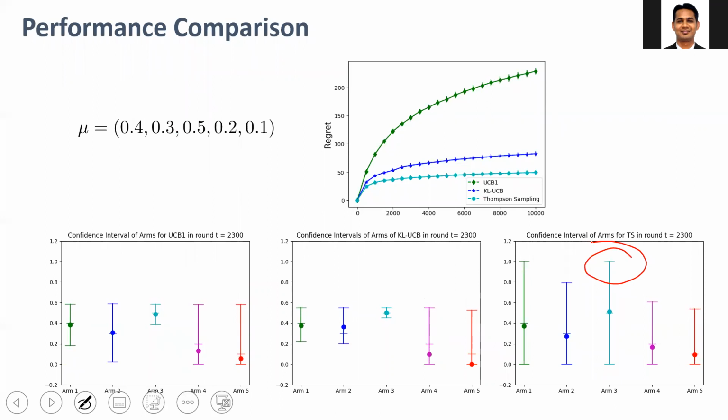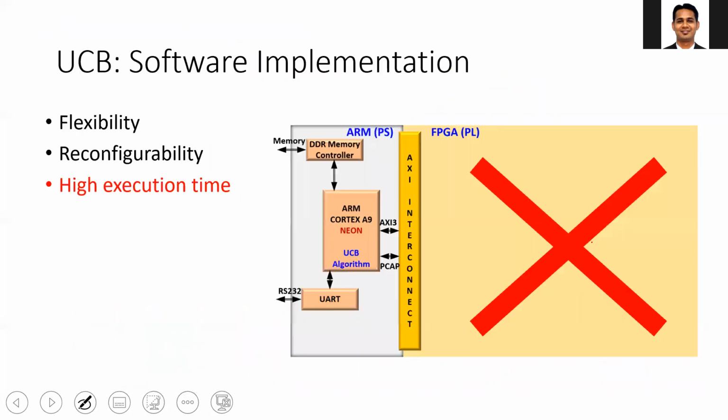Here it shows how the confidence and mean vary, and you can see that this algorithm performs better. Now, implementing this on the SDSoC. One simple way is to implement the algorithm directly in software only, in the PS. I get good flexibility: by changing the C code, I can change the corresponding algorithm, like UCB, KL-UCB, Thompson sampling, UCB1, or any other one. I get flexibility and reconfigurability, but as we know, the execution time on the processor is very high.